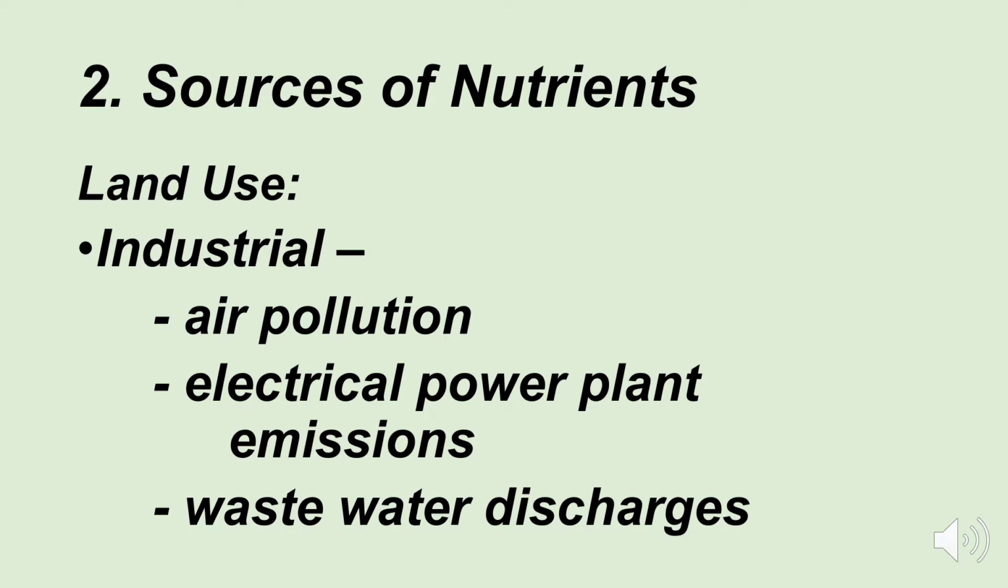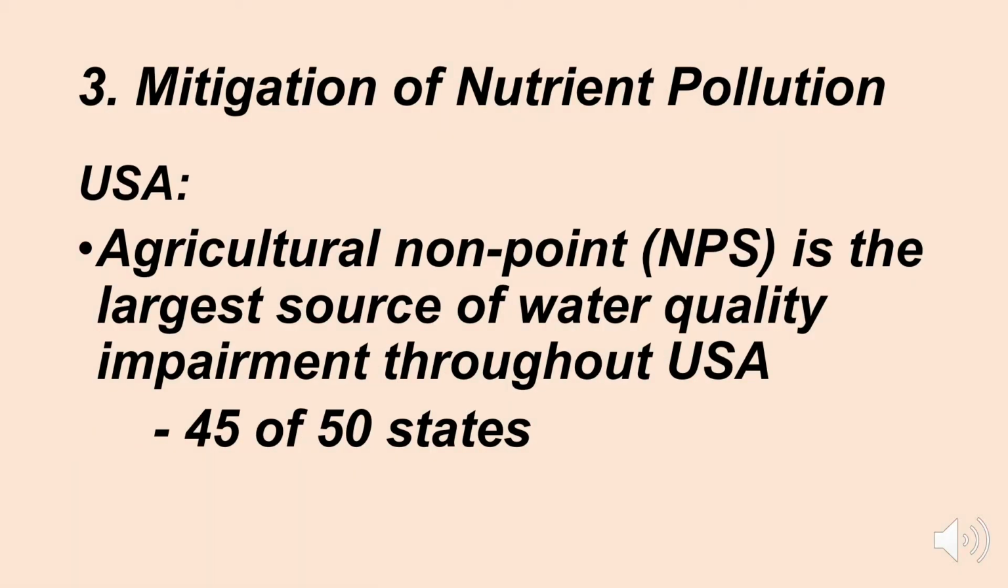We can lower point source nitrogen and phosphorus pollutants because we can identify the source and we can put effective controls. But for the nitrogen and phosphorus that enter bodies of water that are non-point sources, they're small distributed sources, they're very hard to control. In the United States, agricultural non-point source pollution is the largest source of water quality impairment in the United States. It's believed to be the largest source of water quality impairment, nutrient pollution, in 45 of our 50 states.